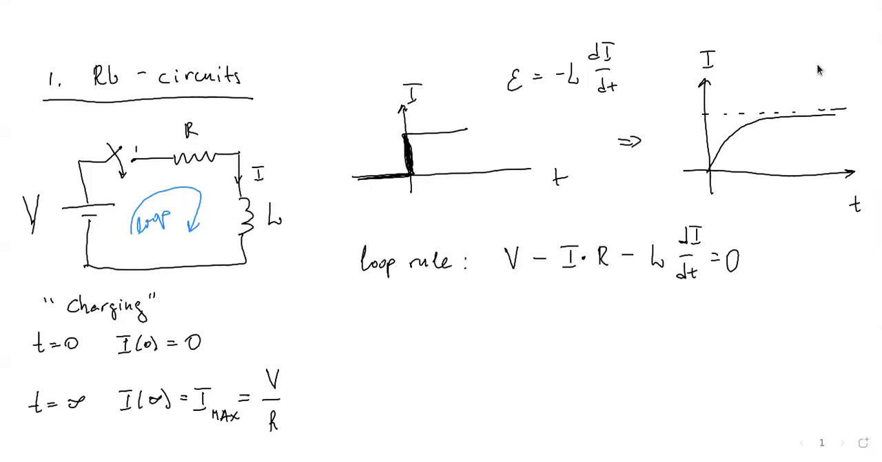Let me remind you what we had for RC. For RC, it was the same. It was the battery, then minus current multiplied by resistance, but the current is the charge over time multiplied by resistance, and then minus the drop of potential across the capacitor. So it's Q over C.